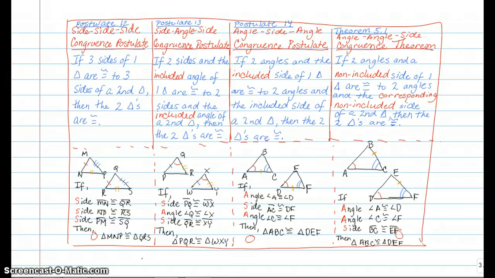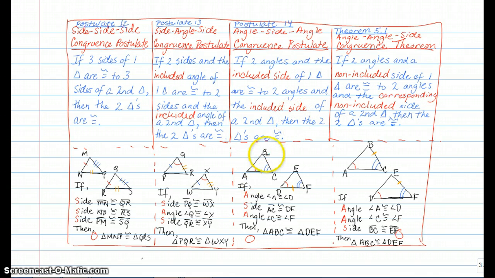Okay, we're going to the third flap, postulate 14. Angle side angle congruence postulate. If two angles and the included side of one triangle are congruent to two angles and the included side of a second triangle, then the two triangles are congruent. Again, included side would be the side between the two congruent angles.